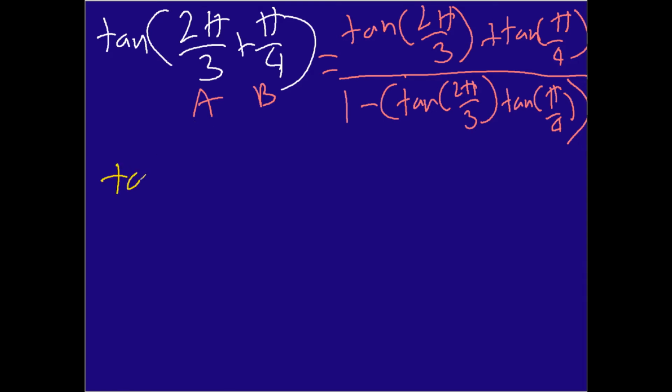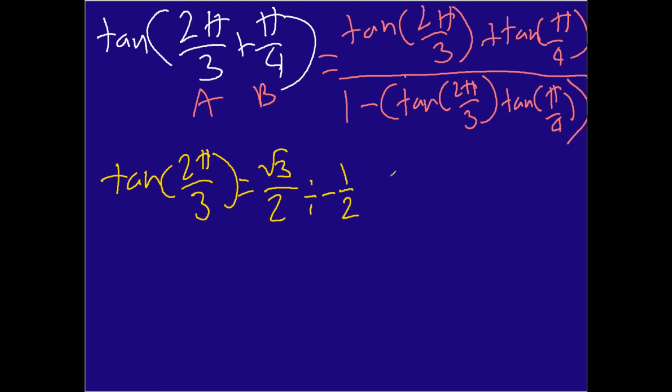So tan 2 pi over 3. If you look it up on the unit circle, you'll find the sine is going to be square root of 3 over 2, and the cosine is going to be negative 1 over 2. So it's going to be square root of 3 over 2 divided by negative 1 over 2, because remember, tangent is a ratio of sine over cosine. These are the unit circle values.